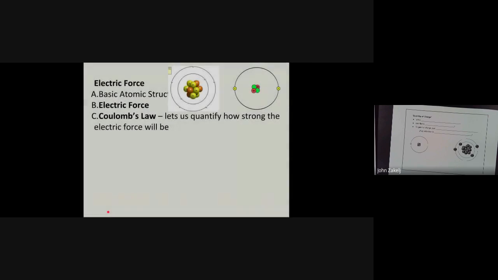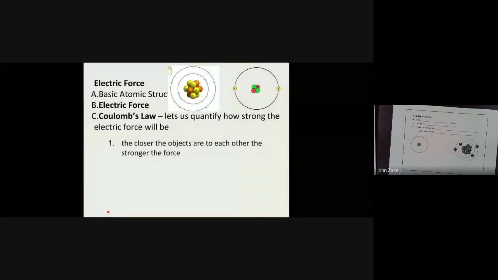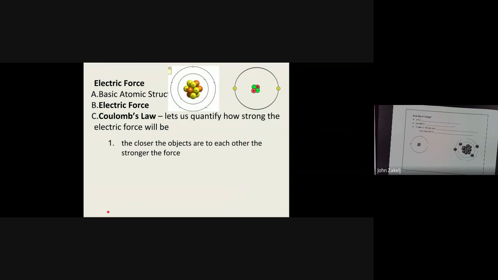So here's what Coulomb's law tells us. Number one, the closer two charged objects are to each other, the stronger the attraction or repulsion between them will be, the stronger the force. Number two, the greater the quantity of charge, the more protons or electrons you have, the stronger the force, the stronger the attraction or repulsion will be. So Coulomb's law tells us the strength of electric force depends on those two things: how close together the objects are, and the quantity of charge.